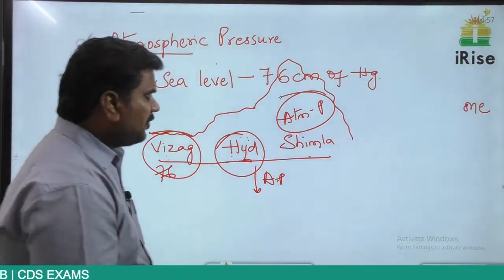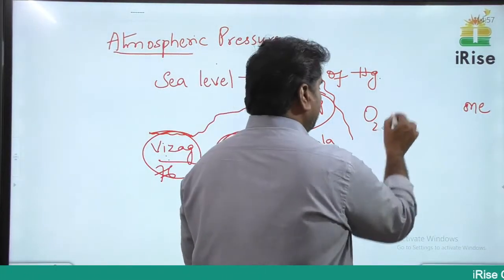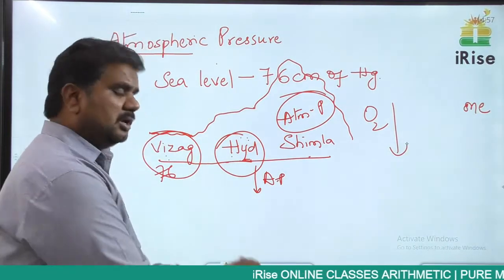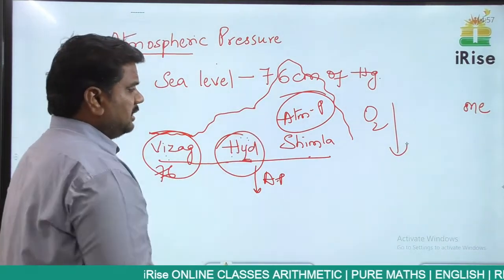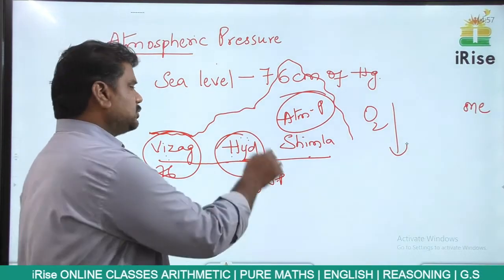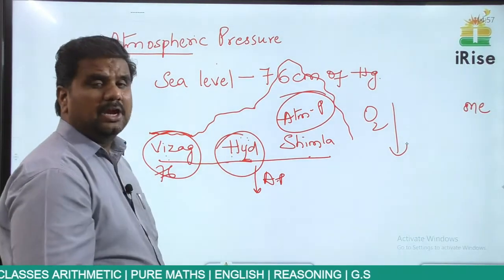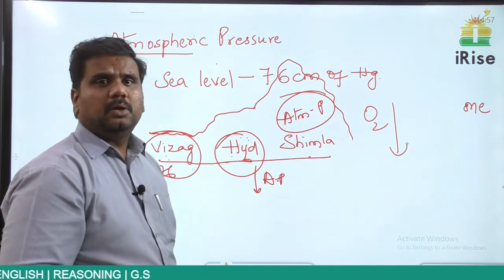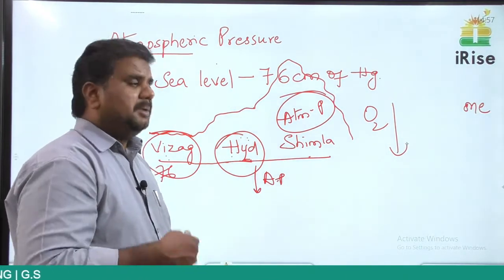So with decrease of atmospheric pressure, the level of oxygen also decreases. That is the reason why it is quite difficult, it's not that easy to walk or jog in a particular hilly area. Walking is difficult, right? Breathing is difficult.